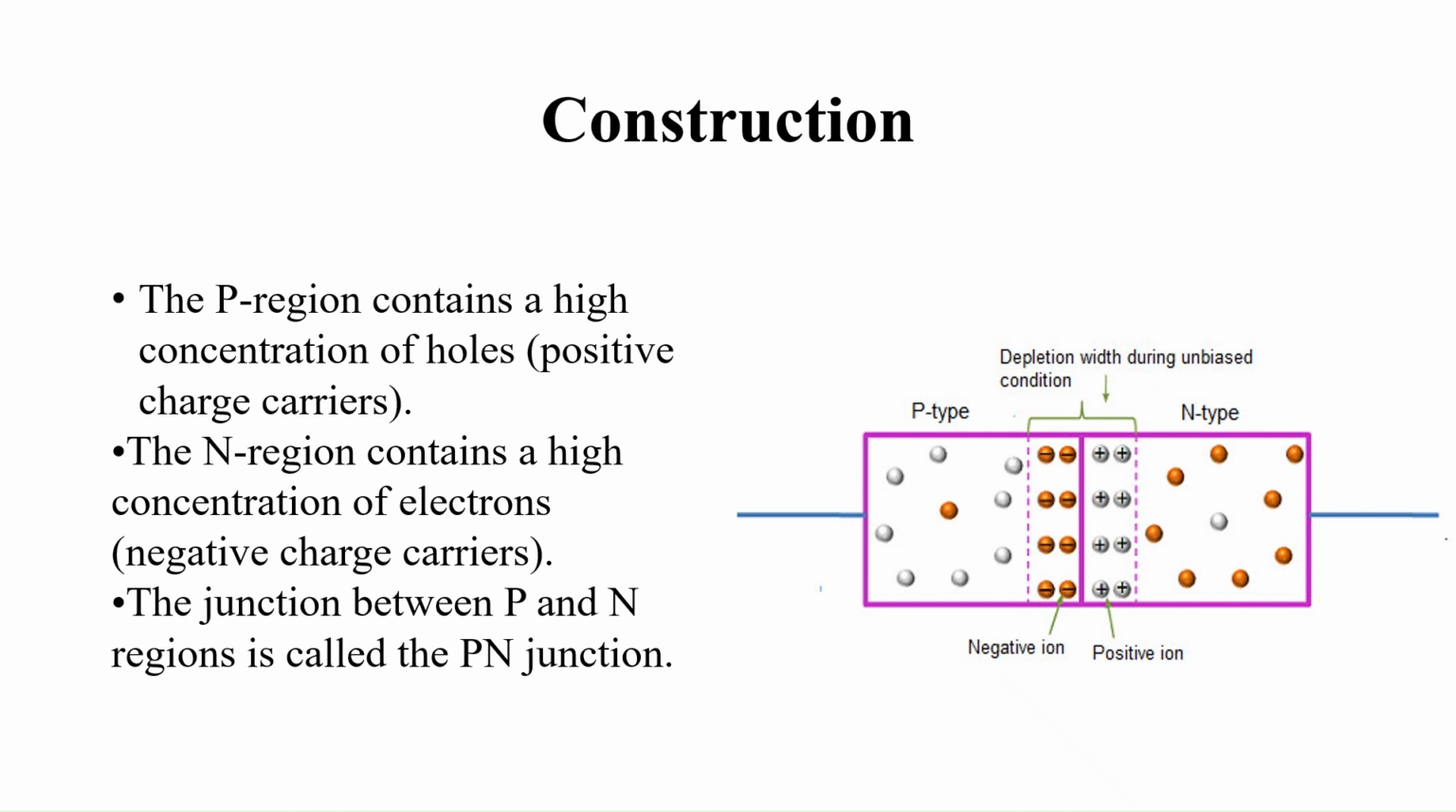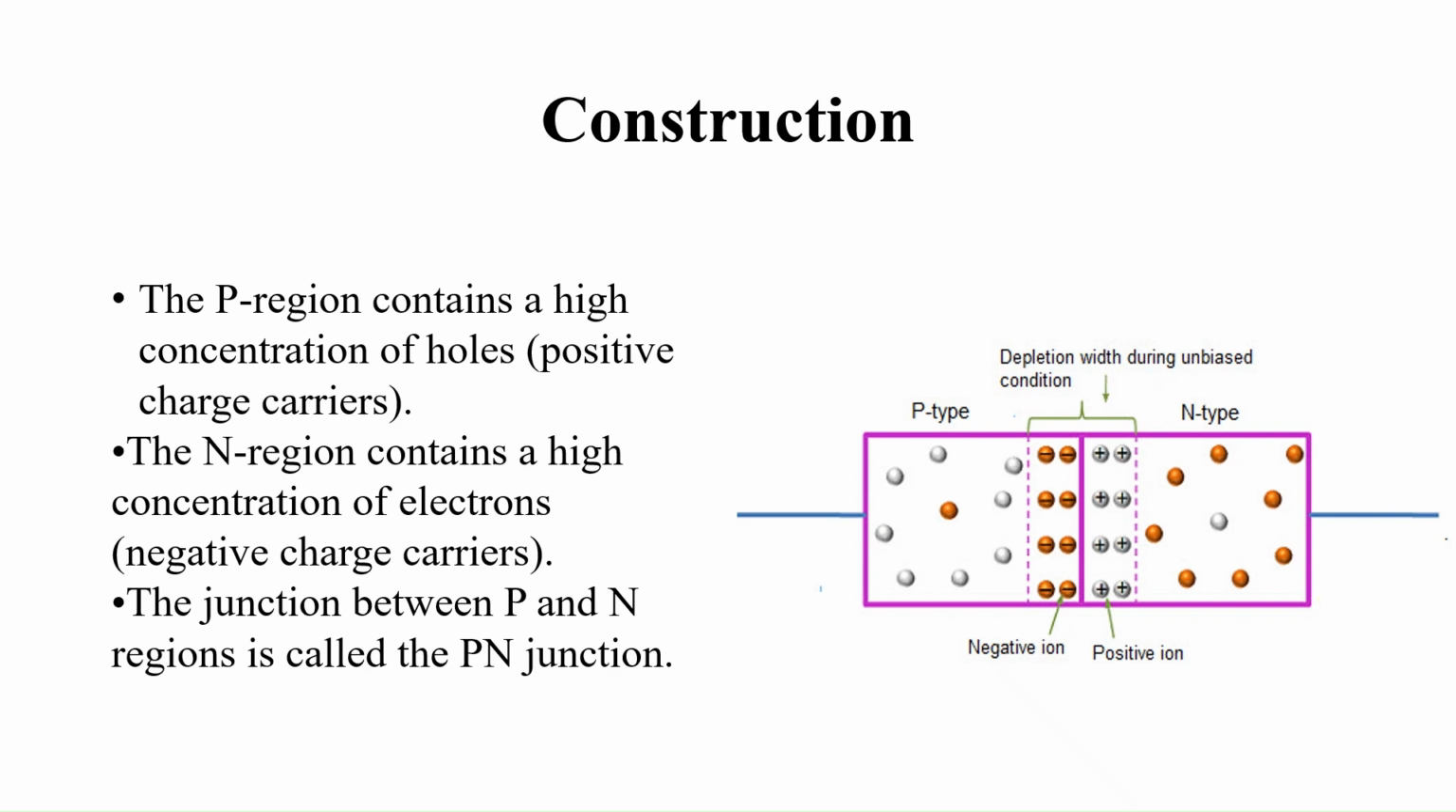This is the construction of the PN junction diode. In the p-type material, the majority carriers are holes which have positive charge, and the minority carriers are electrons which have negative charge. Similarly, in the n-type region, the majority carriers are electrons and the minority carriers are holes. The junction between them is called the PN junction diode.